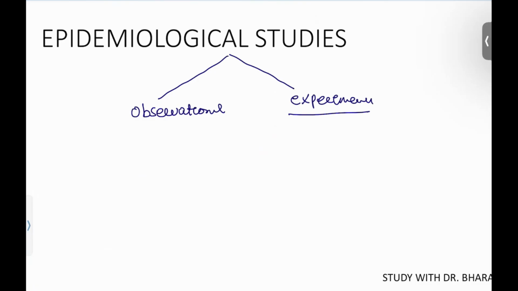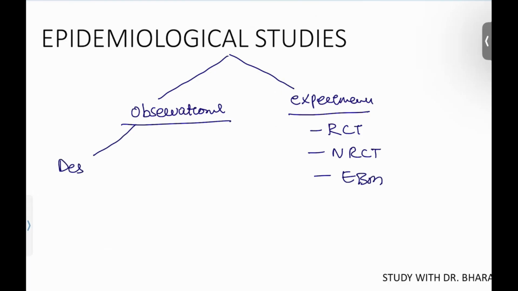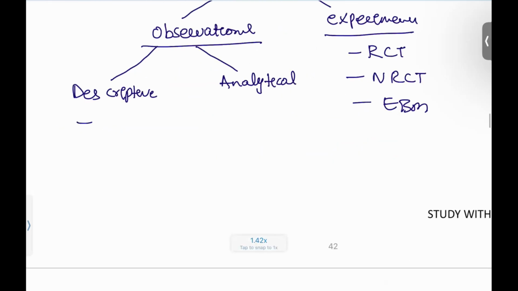This experimental is subdivided into randomized control trials, non-randomized control trials, and also evidence-based medicine. Observational is subdivided into the descriptive type and analytical type. In the descriptive type, we have only two, that is a case study. For example, the first COVID-19 case is published as descriptive only, like place, time, and these regions. Based on that, this is formed. And case series also we can say.